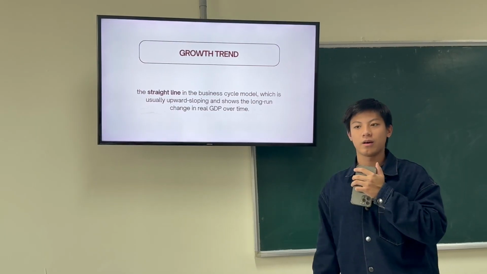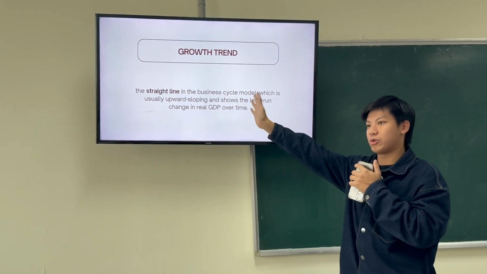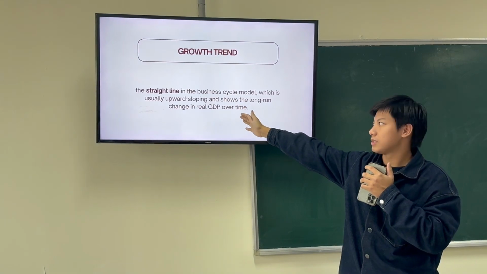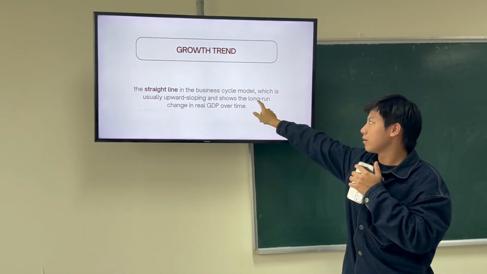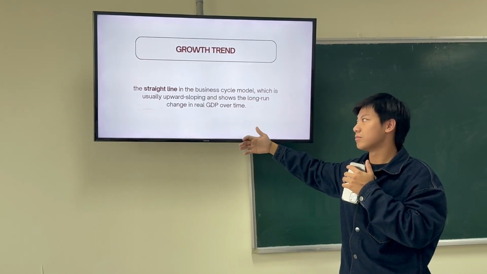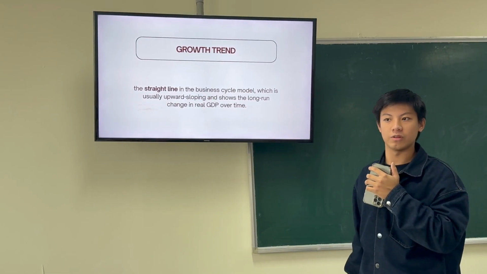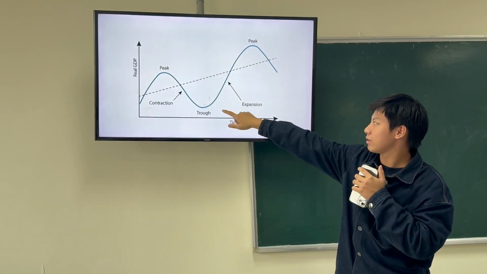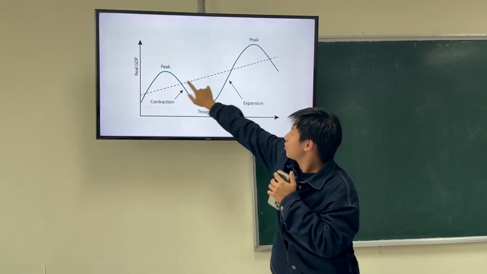The growth trend. The growth trend is basically the straight line that runs across the graph that we've seen. It is usually upward sloping, and it shows the long run change in real GDP over time. So this is the growth trend.